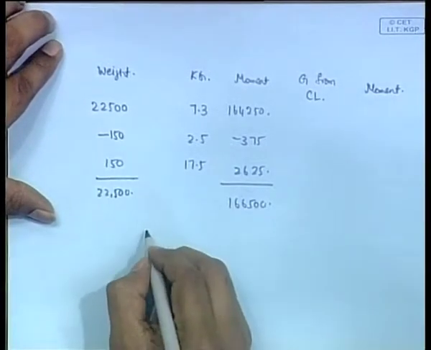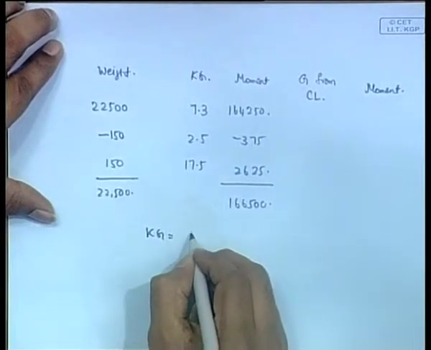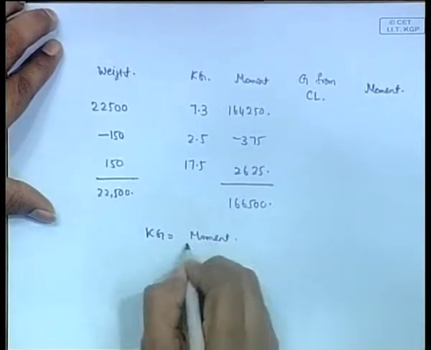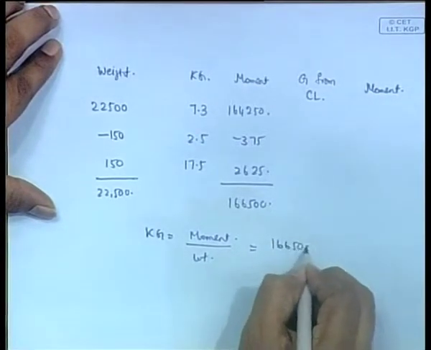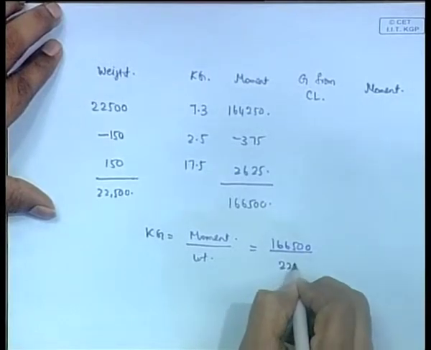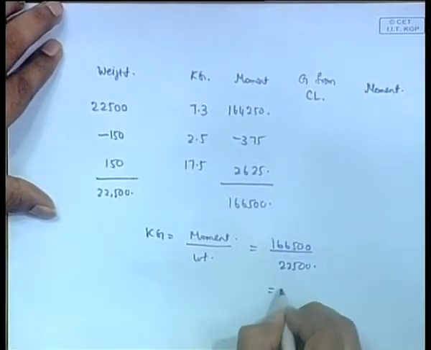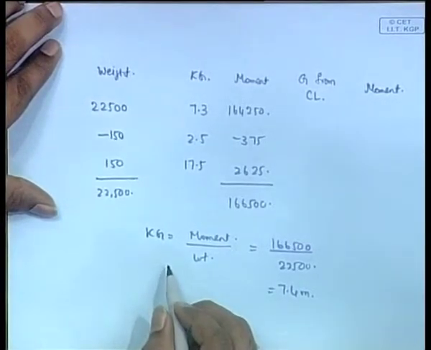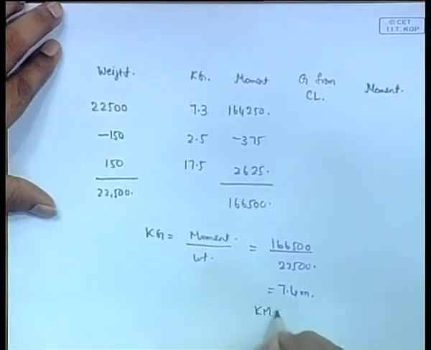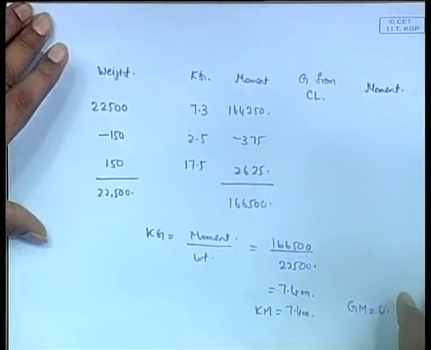So, from this you can get the net kg, that is equal to net moment divided by the total weight, which gives you 166500 divided by 22500, that will give you 7.4. Okay, this is the first thing. Now, if you see the problem, you are given the km also. Right now, you calculated kg, you are given the km as well. You will see that km is also given to be 7.4, same, means you are having gm equal to 0. Okay, it is a 0 gm problem.